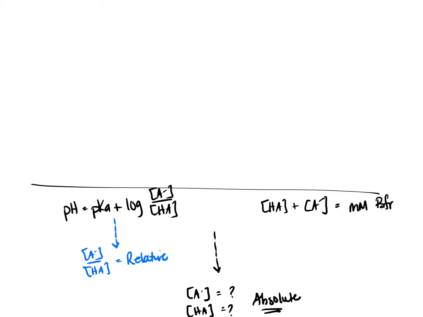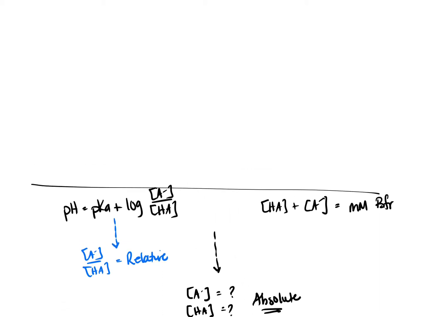numbers. And again, this is something we'll talk about a lot in lab, the difference between relative amounts, which have to do with a certain ratio between species, where we may not necessarily know what the actual amounts are, and absolute values, absolute quantities, where we actually do know what these are. So having both A minus and HA as unknowns, we can use the Henderson-Hasselbalch equation to calculate relative amounts, but to calculate absolute amounts and find what these are specifically, we'd need a second equation that we could use to solve for that.